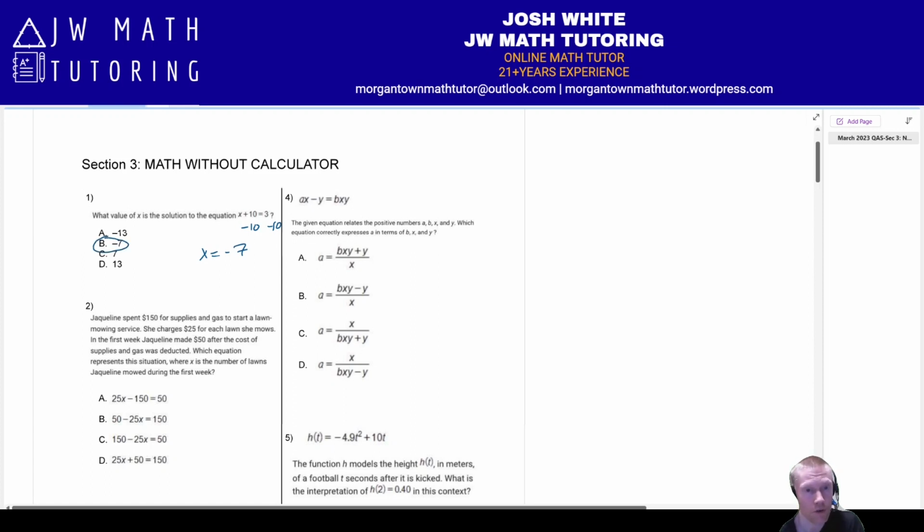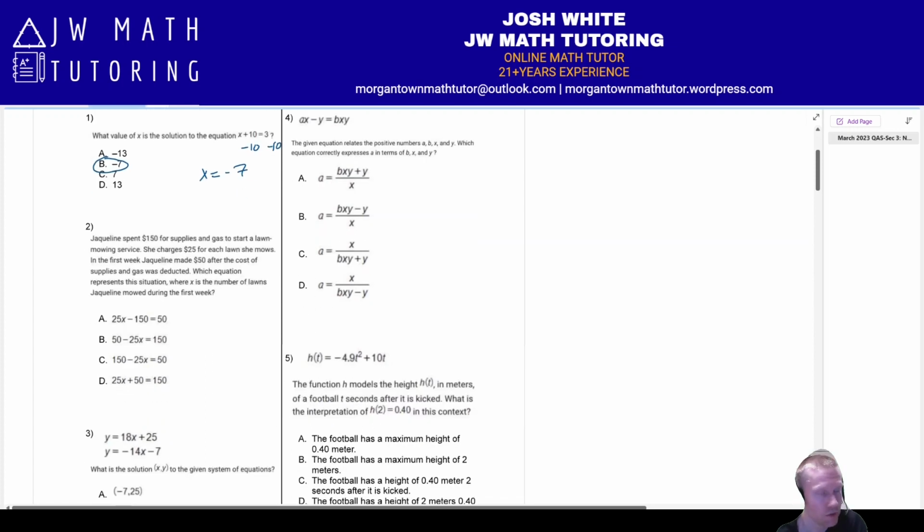Notice you could also do back solving on this, meaning you could take the answer choices and plug them in and say, okay, what plus 10 equals -3? But it's really not any quicker or easier than just subtracting 10 on both sides and getting your answer that way. All right, now, next one, question number 2.